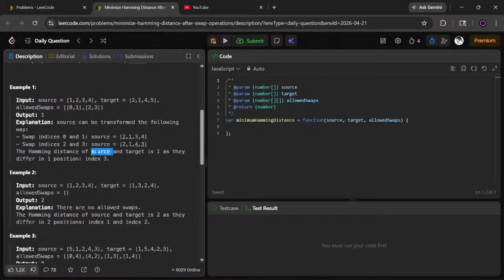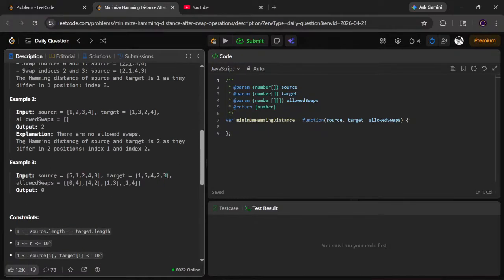The Hamming distance of the source and target is 1 as they differ in one position, index 3. What do you mean by one position? Where is my 5? Okay, there is no 5. The 5 was given in the target, but it is not present in the source. Now we have to swap these indices and find what? They swap the 4 and 3, then they told me the Hamming distance of the source and target is 1, as they differ in one position, index 3.